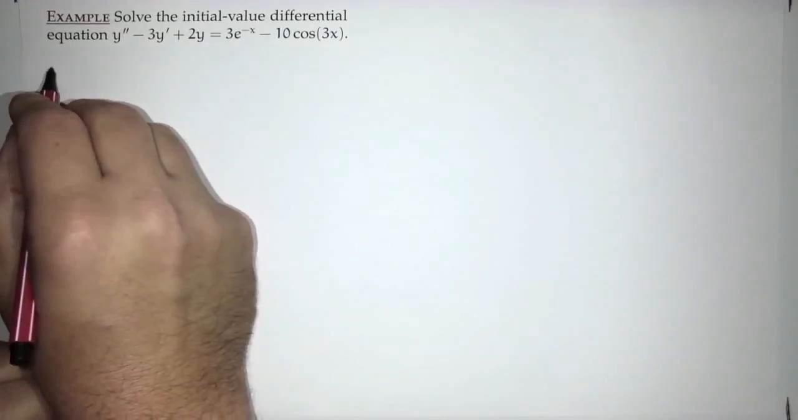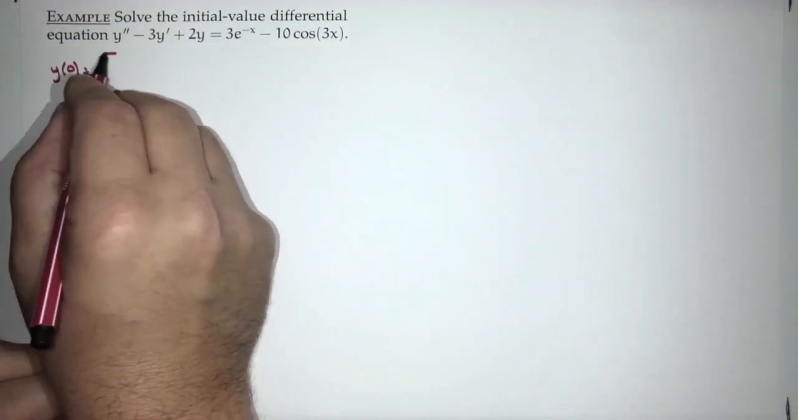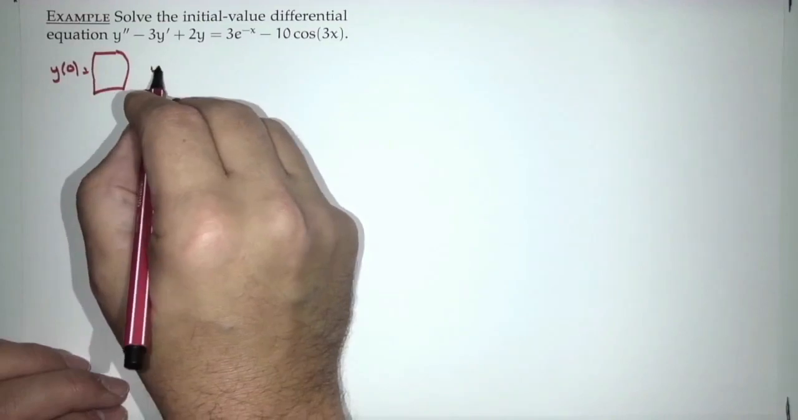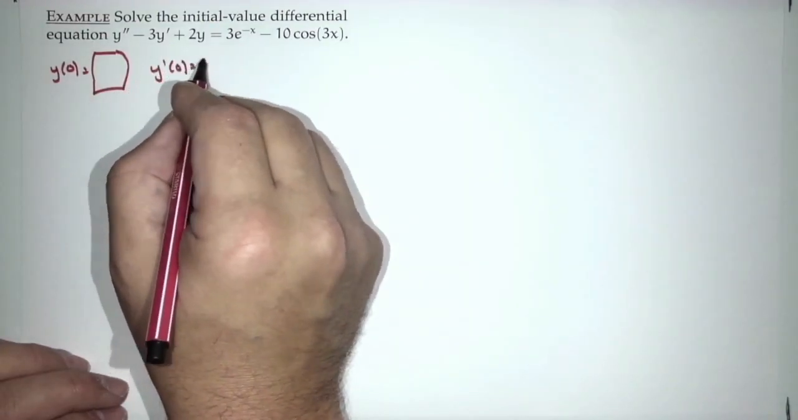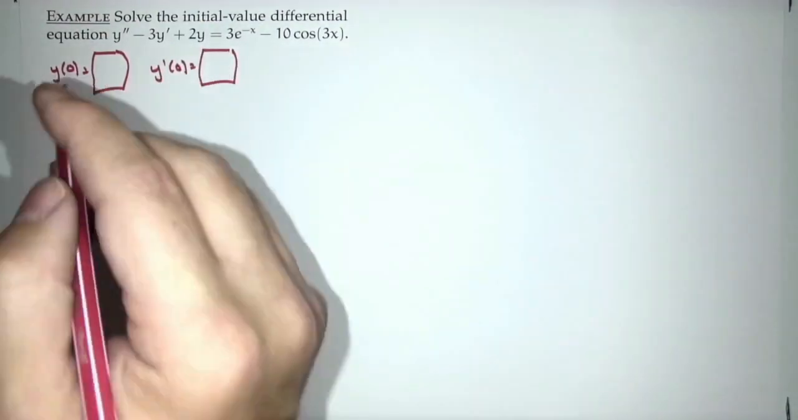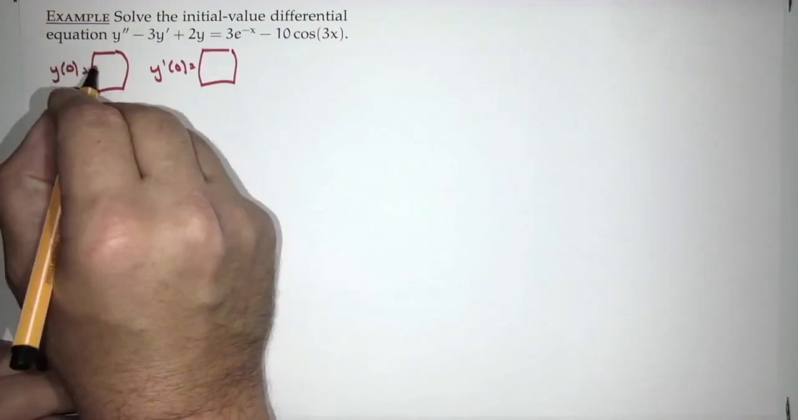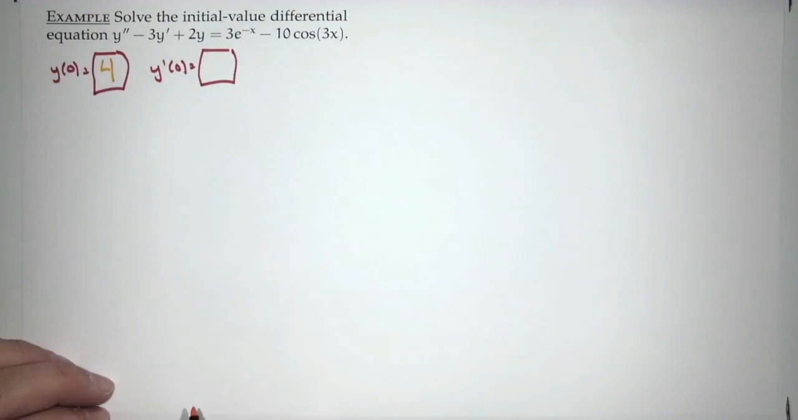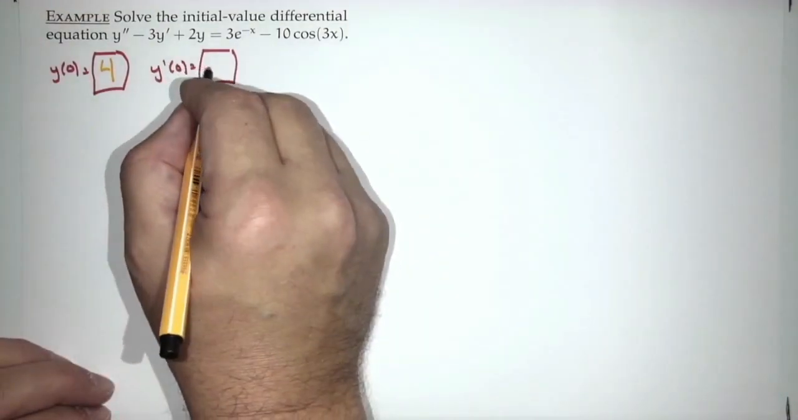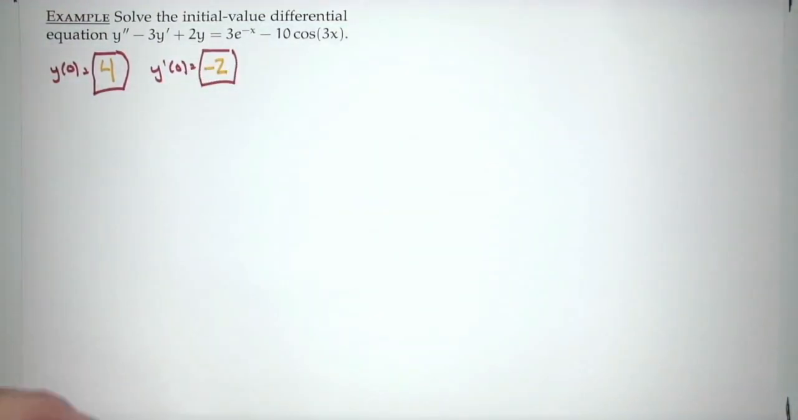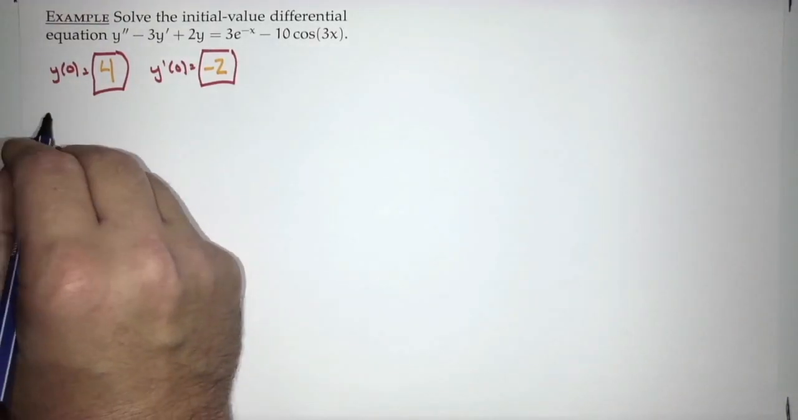Okay, so let's just make some up. I don't think we'll reach that point. So what do you want y of 0 to be? What do you want y prime of 0 to be? Y of 0 is 4. Y prime of 0 is negative 2. Yeah, initial values can be negative. Okay, so we run the process, hopefully a little bit faster.